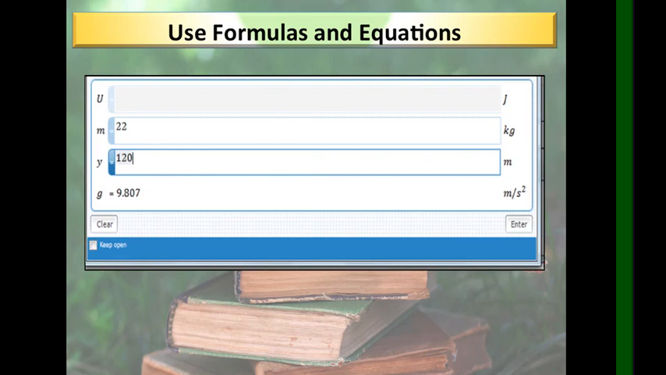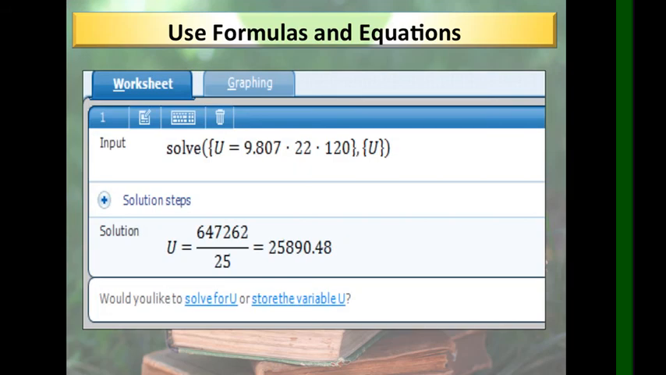Ayan, for instance, naglagay tayo ng 22 and then 120, so G is equal to 9.87. And then, it also shows you in the worksheet section the solution steps, just like what I said a while ago. No? If you want to see the solution steps for your final answer, then you can click the worksheet section.